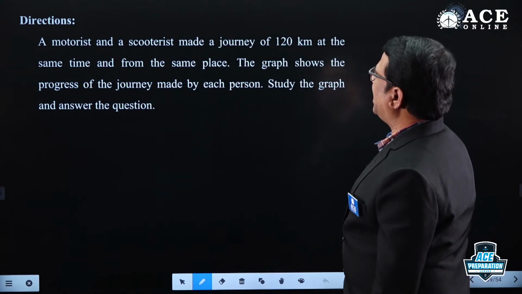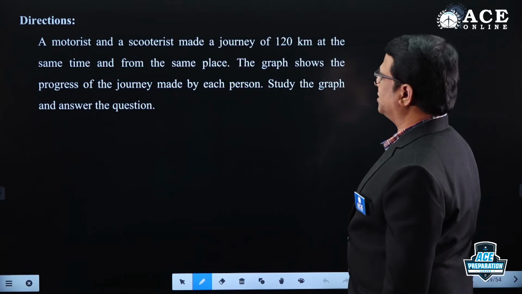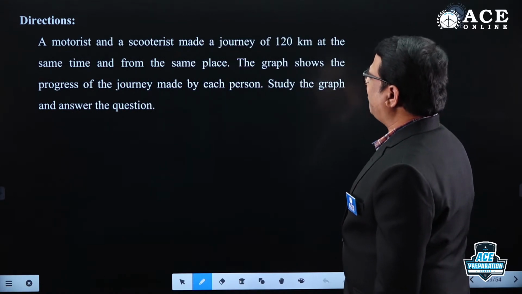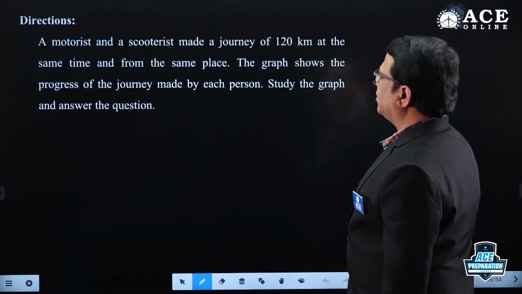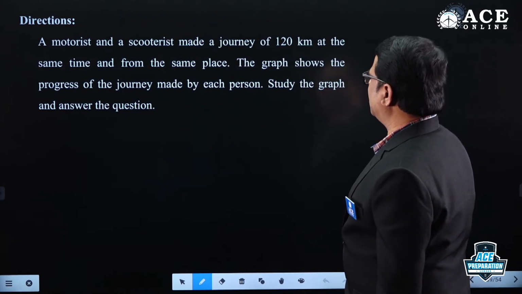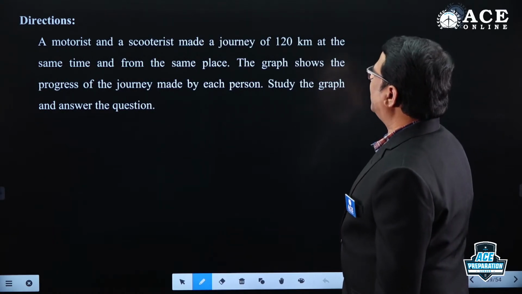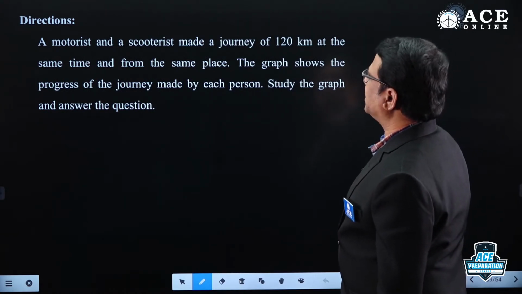A motorist and a scooterist made a journey of 120 kilometers at the same time and from the same place. The graph shows the progress of the journey made by each person. Study the graph and answer the questions. Okay, 120 kilometers journey. They started at the same time from the same place.